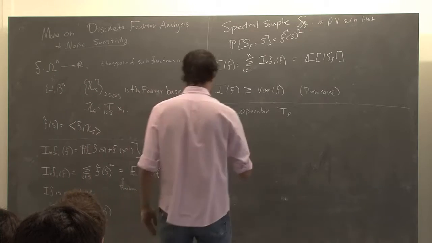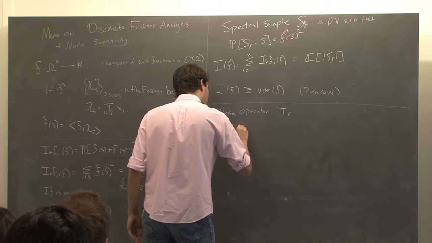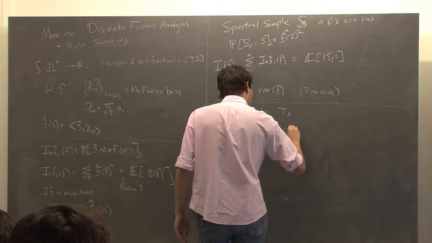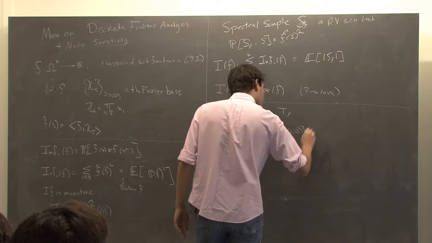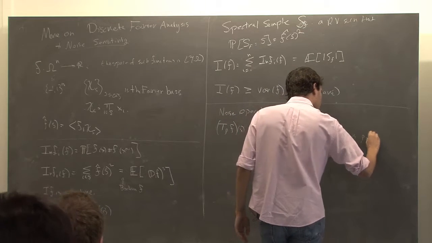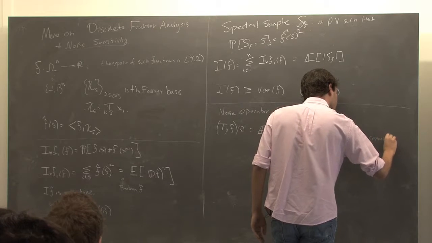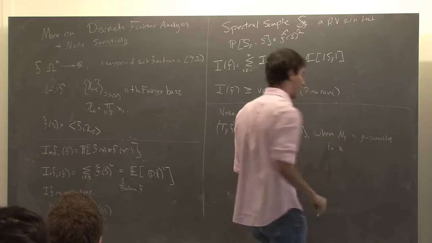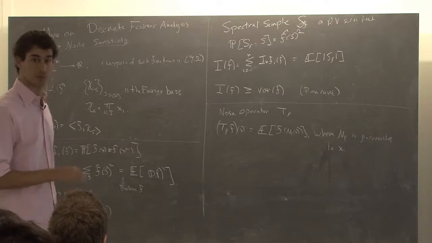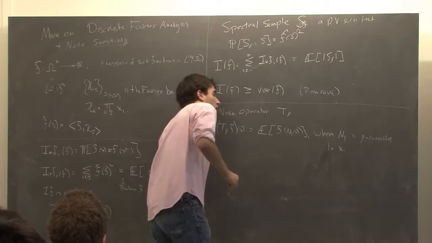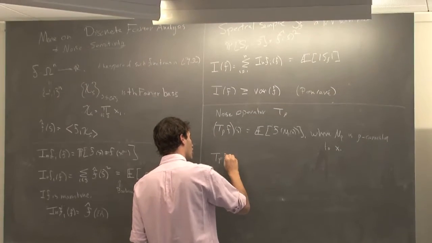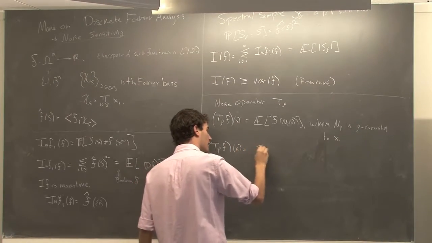So T_ρ f of x is defined as the expectation of f of N_ρ(x), where N_ρ(x) is ρ-correlated to x. ρ equals 1, you get x. ρ equals 0, you get a completely independent random variable. And this is a function. And the reason we're sort of working in Fourier space in many ways is that T_ρ f of x has a very simple Fourier expansion.